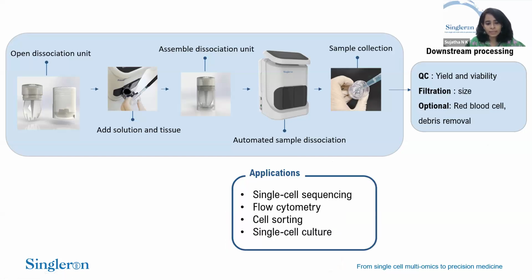I also want to point out that, of course, our Python Junior, along with the enzyme, can be used for single cell sequencing, but there are many other workflows that this fits into. For example, if you want to do flow cytometry, any sort of cell sorting or a single cell culture, all of these require a tissue or a tumor sample to be dissociated into a single cell suspension. So these are also downstream applications for which the Python and the cell live solution has been used.